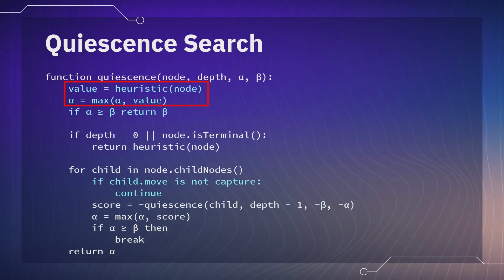Remember, we don't search the full tree, so we need some kind of heuristic. We still need to evaluate it in case, let's say, you search just the capture moves and your value decreases, then you return the heuristic value instead. That's the first thing. The second thing is that when looking through the children, you only look at capture moves. You don't look at any other moves. In some variations of quiescent search, you may look at check moves as well.